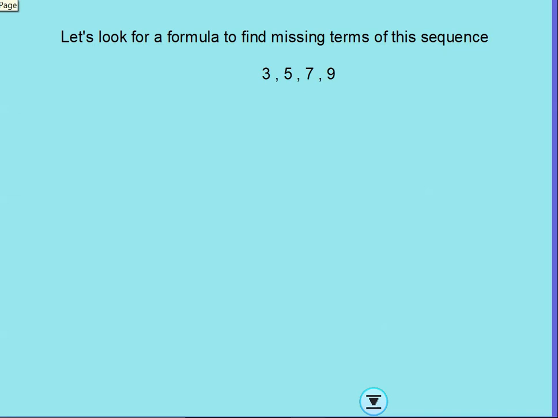So, we've looked at sequences for many years in mathematics, and normally when you see that, you would write something like un, the nth term. This is going up in 2s, so it must be related to the 2 times table, but you should be able to see this is 1 more than the 2 times table. That's fantastic. That is a formula that will allow us to find missing terms in this sequence.